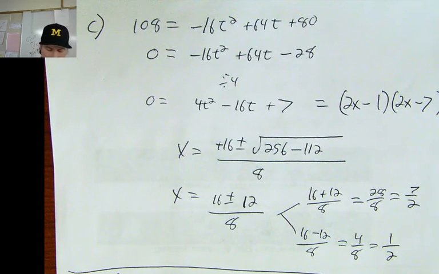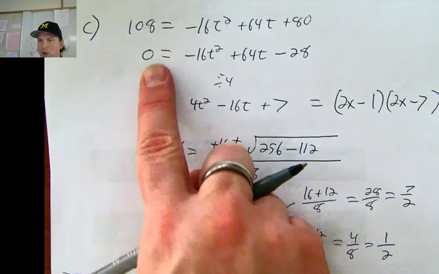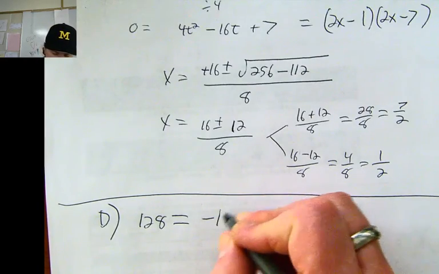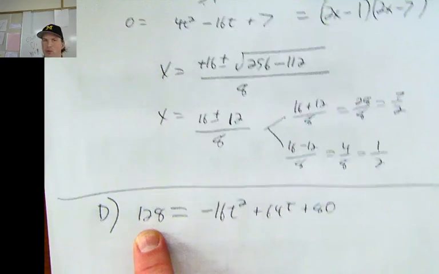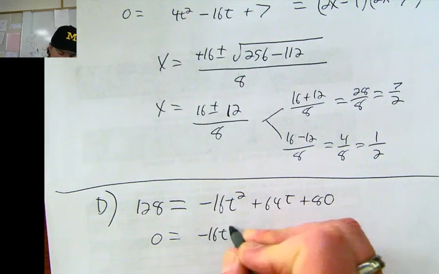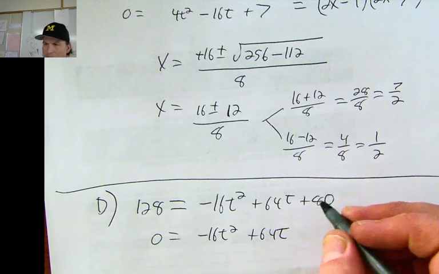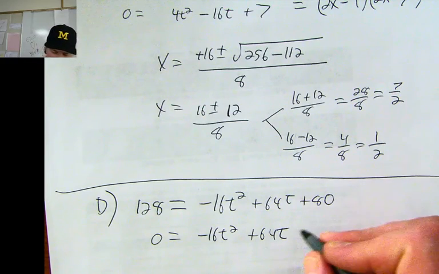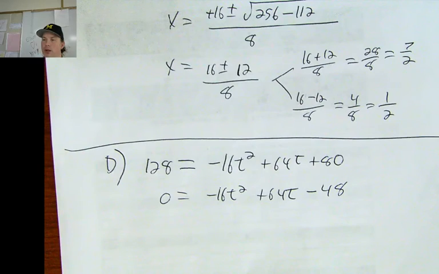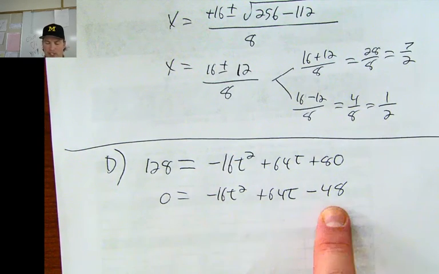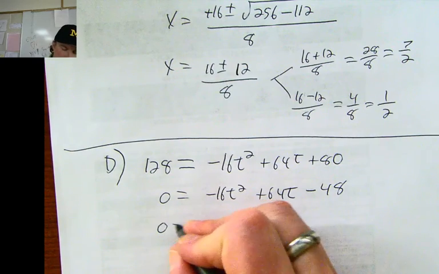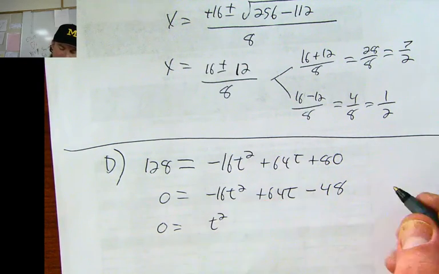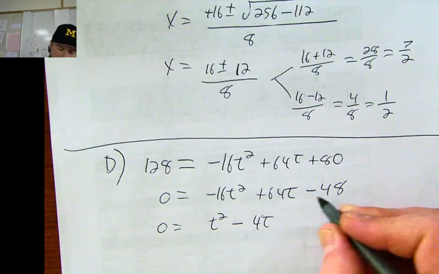So for part D, we want to know how long it takes to reach a height of 128. So we do the same thing, but we use 128 this time instead of 108. So I get 128 equals negative 16t squared plus 64t plus 80. If I subtract 128 from both sides, I get negative 16t squared plus 64t, and 80 minus 128 is minus 48. Now, before I work this problem, I'd think quadratic formula from the start, but then when I think about it, I notice that all three of these numbers are divisible by negative 16. So if I divide all three of these by negative 16, I get positive t squared minus 4t plus 3.